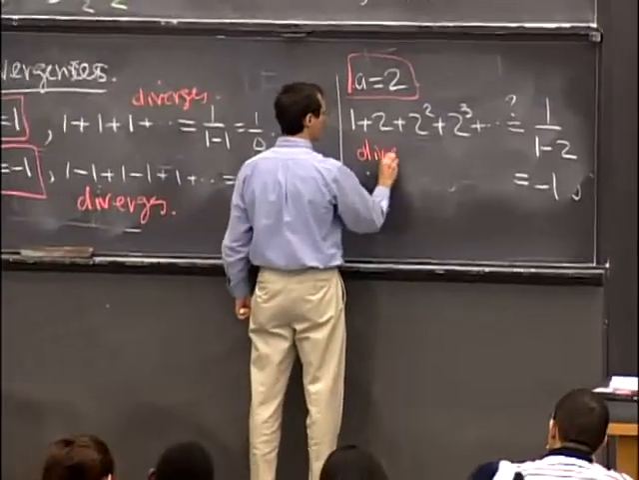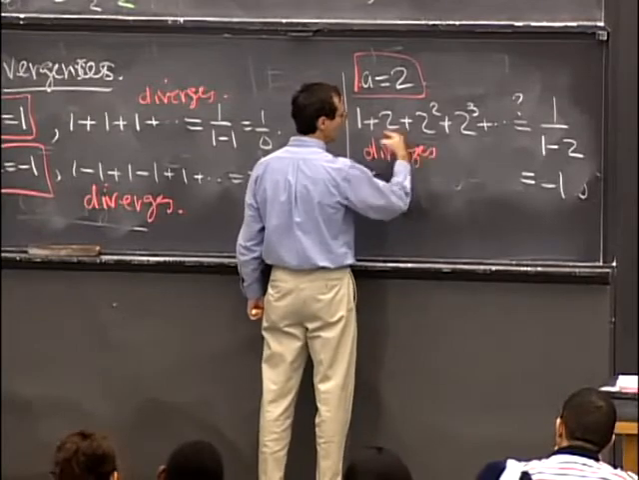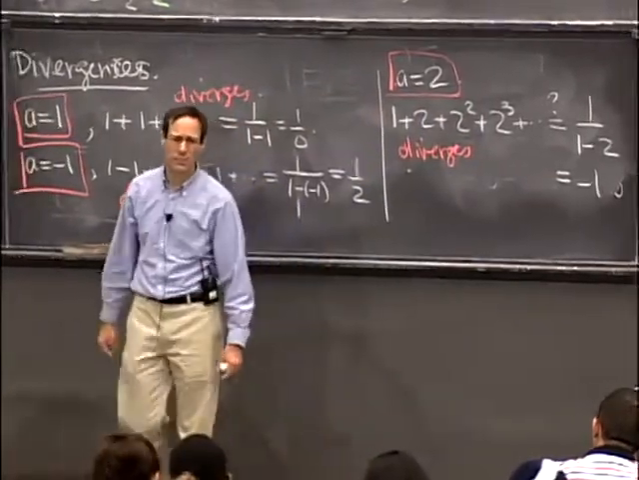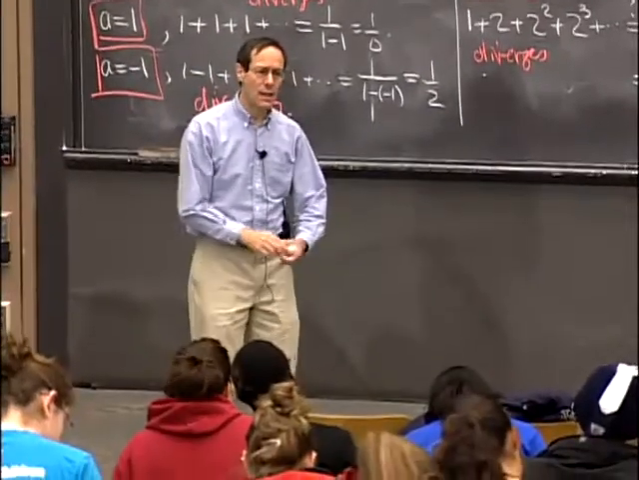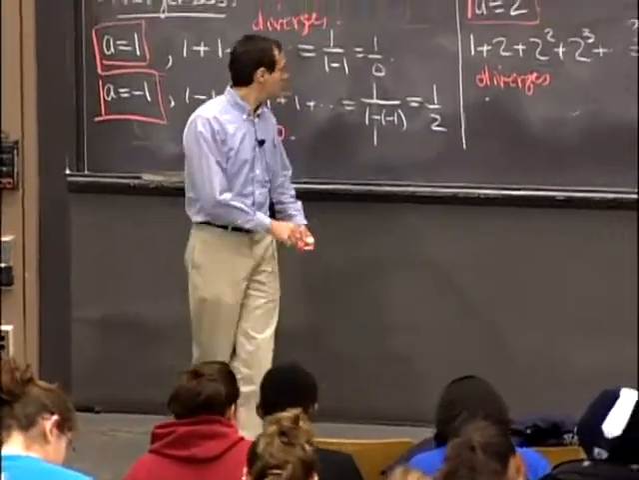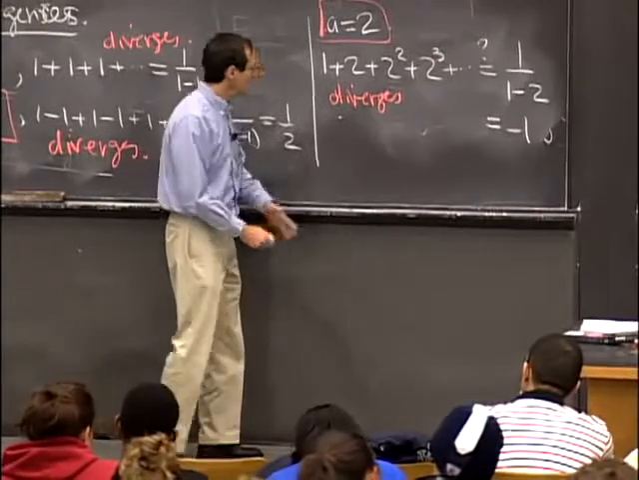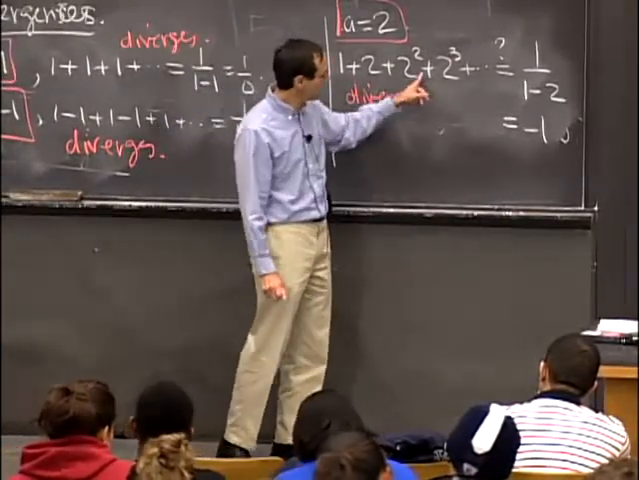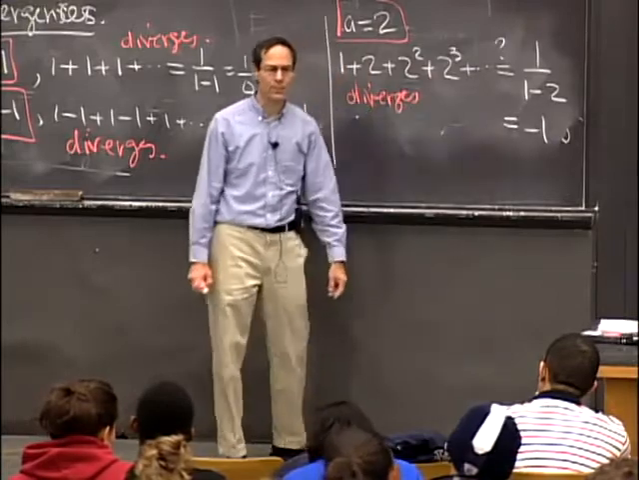It certainly diverges. The left-hand side is obviously infinite. The right-hand side is way off. It's -1. On the other hand, it turns out actually that mathematicians have ways of making sense out of these. In number theory, there's a strange system where this is actually true.